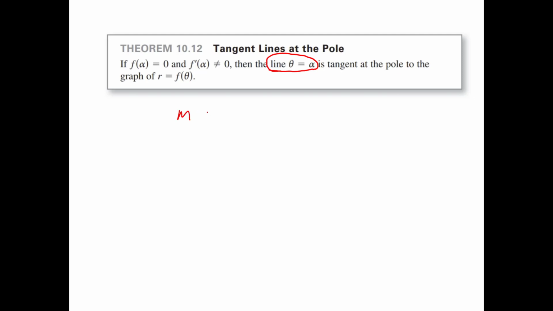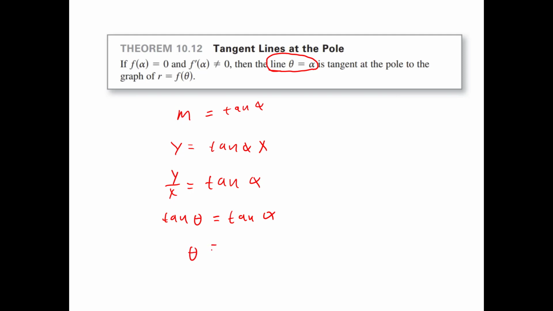So again, your slope m is equal to the tangent of alpha. And so then your equation is y equals the tangent of alpha times x. And if you divide both sides by x, you get y over x equals the tangent of alpha. But y over x is the tangent of theta, your input variable, and over here you have the tangent of alpha. And so this will imply that theta equals alpha is a possible equation. It's just because the graph is a line, theta equals alpha is the line.